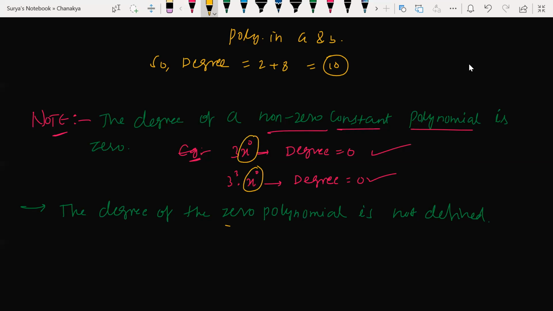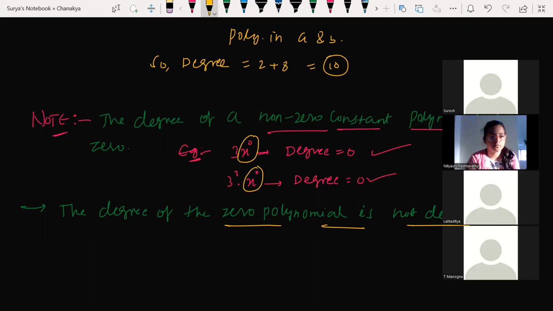And the degree of the zero polynomial is simple, which is not defined. Tell me why it is. Sir, if anything has power 0, then the answer is 1. Yes, the answer is 1, but that is for this one. I'm talking about the degree of the zero polynomial being not defined.